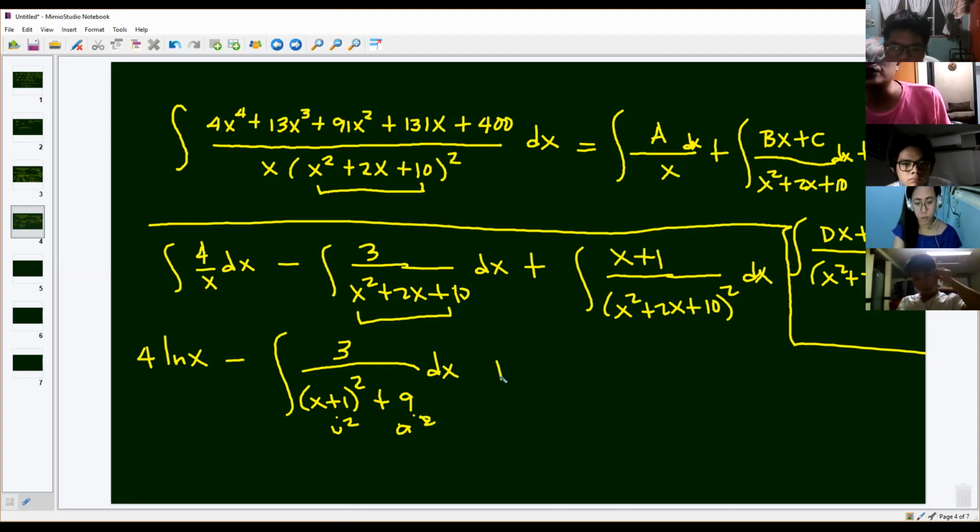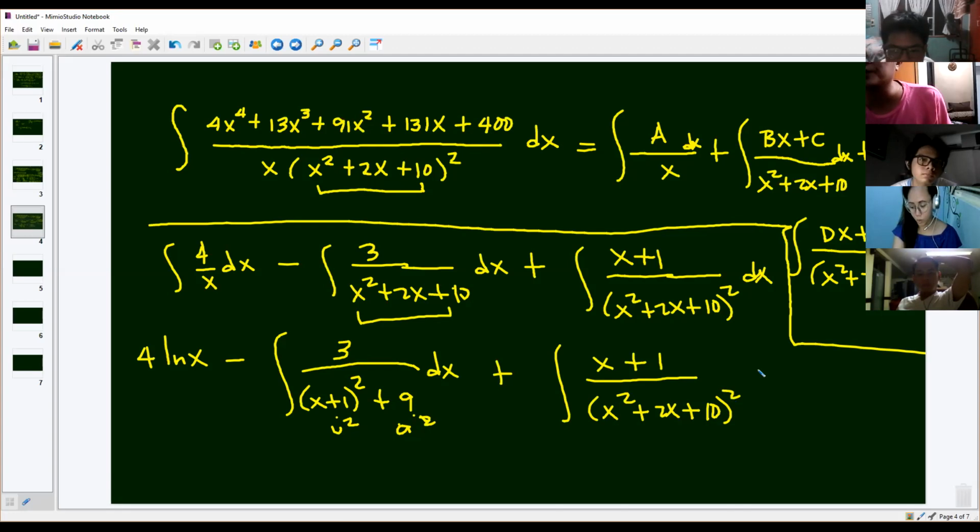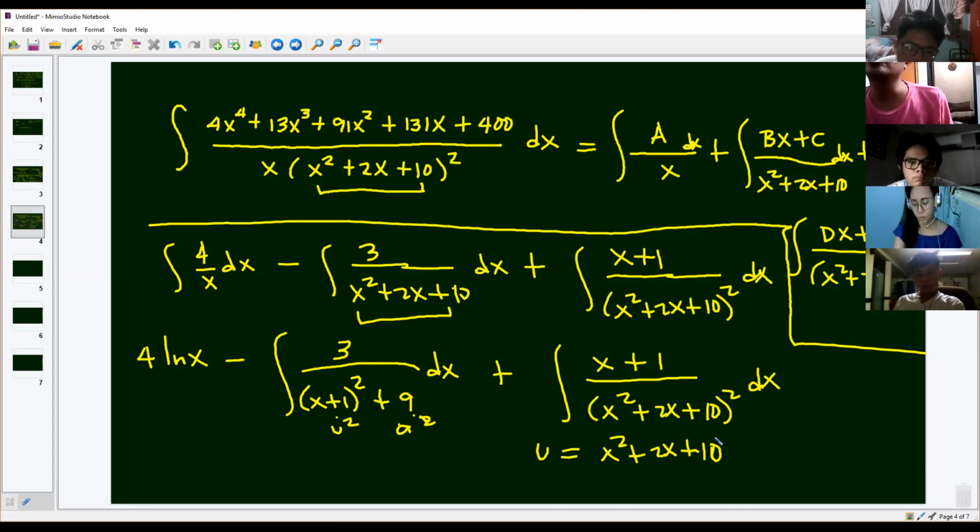Now let's continue. This is the simplest integration technique, this third one. I designed this on purpose, so that everyone is involved from the start. Because you will do this by simple substitution. If u is x squared plus 2x plus 10.